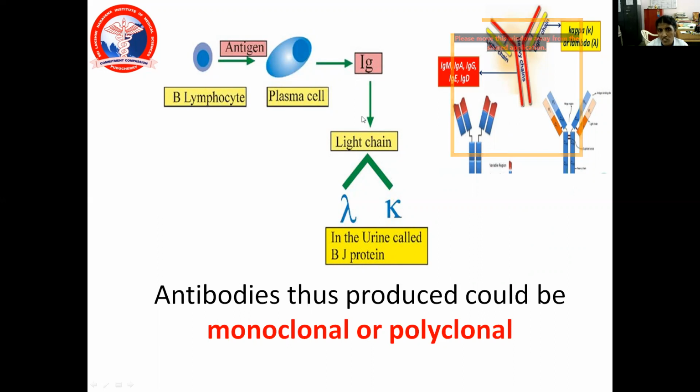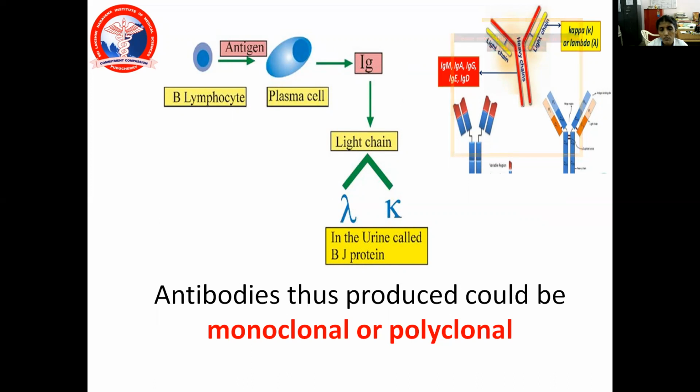There is a light chain which can be freely excreted in the urine, which was called Bence-Jones protein, because it was first discovered in patients with myeloma, identified by a person called Bence-Jones in the urine of myeloma patients. It is called Bence-Jones protein, which is nothing but the free light chains getting excreted in the urine. Whatever antibodies are produced by the plasma cell could be monoclonal or polyclonal. You know what monoclonal and polyclonal are, right?